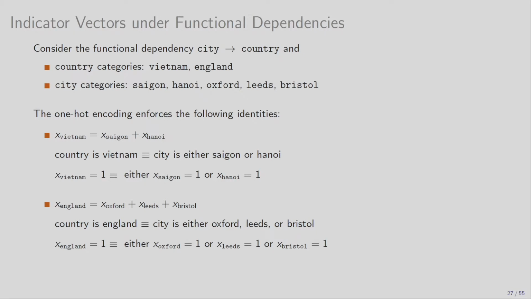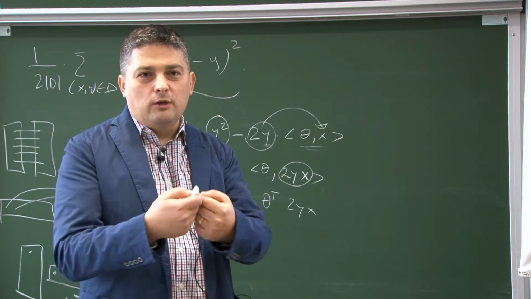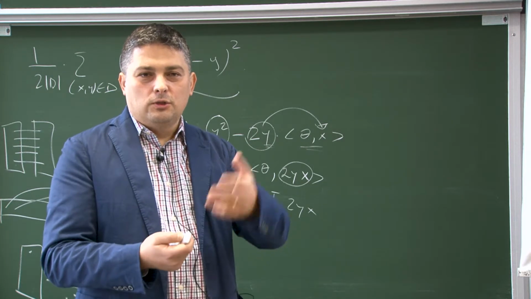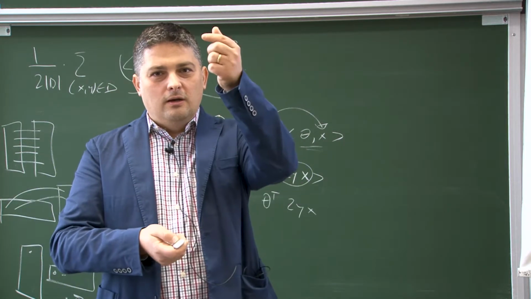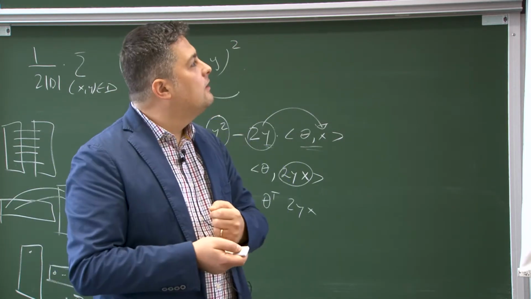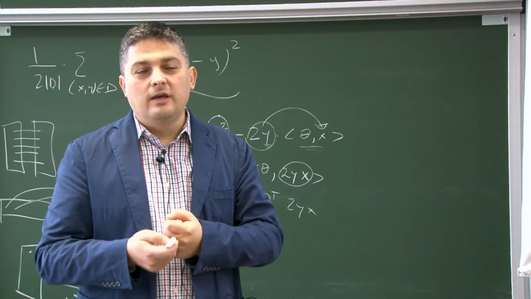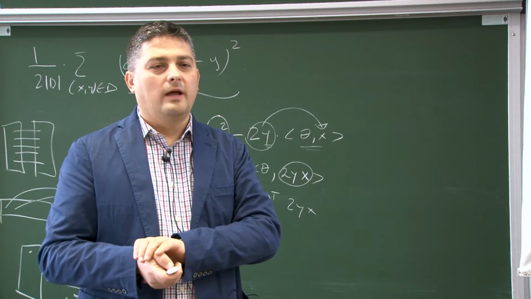So in other words, we can interpret this as X Vietnam is 1 exactly when one of the two is 1. Either X Saigon is 1, or X Hanoi is 1. And we know that in a tuple we cannot have both. The tuple says, under the column city, it either has Saigon or Hanoi, in case the country is Vietnam.